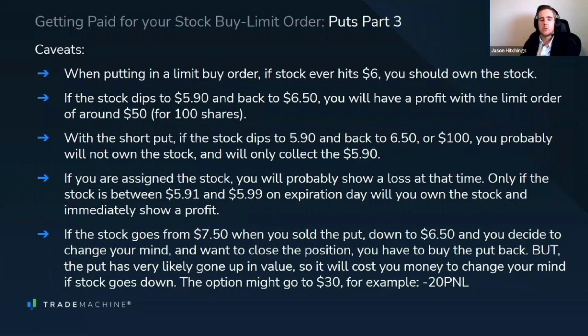But when you sold a put, if the stock starts going down in value very quickly, and you decide, you know what, I don't want to own that stock, it's going to cost you money to get out of that decision, because the option is going to start moving against you. So if you no longer want to own the stock, then you're going to have to buy back that option. That option probably went up in value, and so that's going to cost you something.